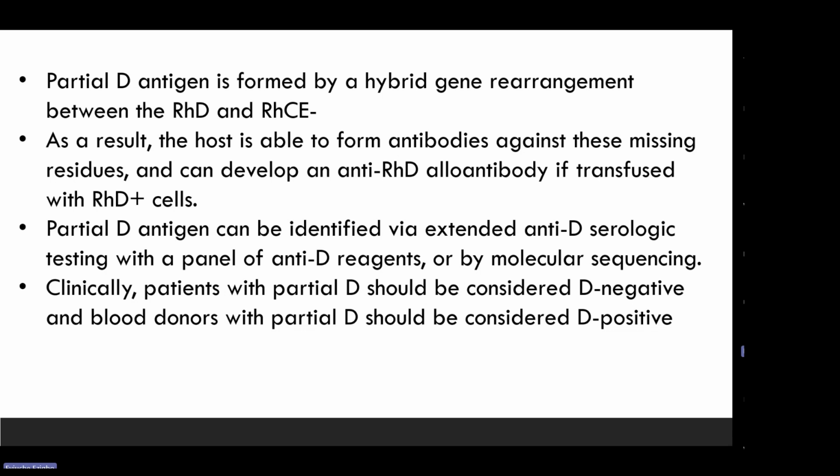Clinically, patients with partial D should be considered D negative, and blood donors with partial D should be considered D positive. Donors with partial D should be considered D positive so that there won't be any mistake of giving their blood to a patient who is truly D negative, because if you do that, then that patient will develop alloimmunization and may have some hemolysis. So a donor with partial D is considered D positive. Those are some of the considerations that are being made.